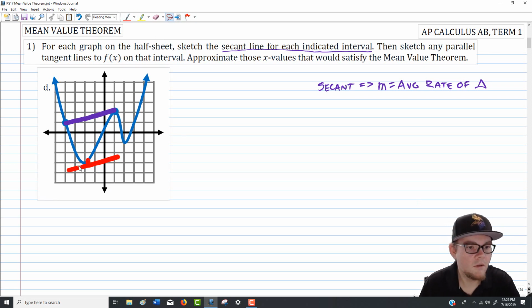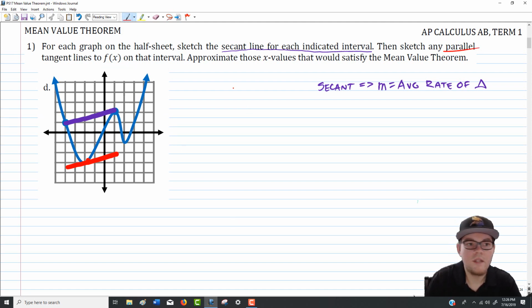Maybe I'll move my little tangent line up a little bit. So there's one such spot. And so we just found it. And then of course it also adds to that. So if I can get the colors right here. So we sketched parallel tangent lines. I mean, I literally just lifted it up. And then we're supposed to approximate the x values that satisfy the mean value theorem.